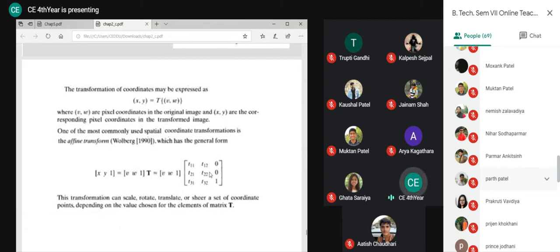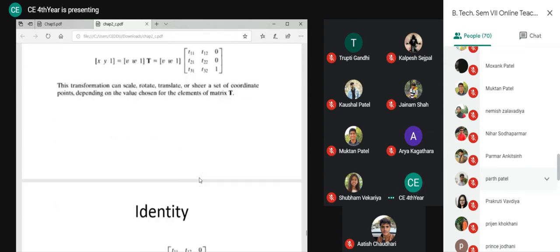So what is my job now? This T is known as my affine transform. What is the form of this? It has this form. And now my job is to find out what my T value should be if I want to do scaling or rotation. That is my new task to find out.